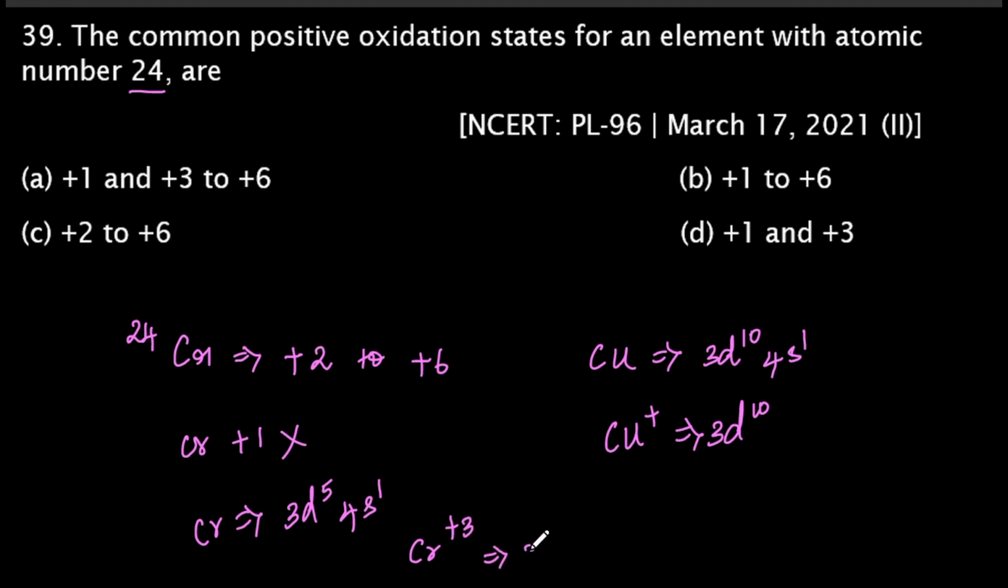In +3 oxidation state, it is having 3d3 configuration, which is the half-filled t2g3 configuration. So it is more stable in +3 oxidation state when compared to +1 oxidation state. So the common positive oxidation states are in the range +2 to +6. So the correct option is option C.